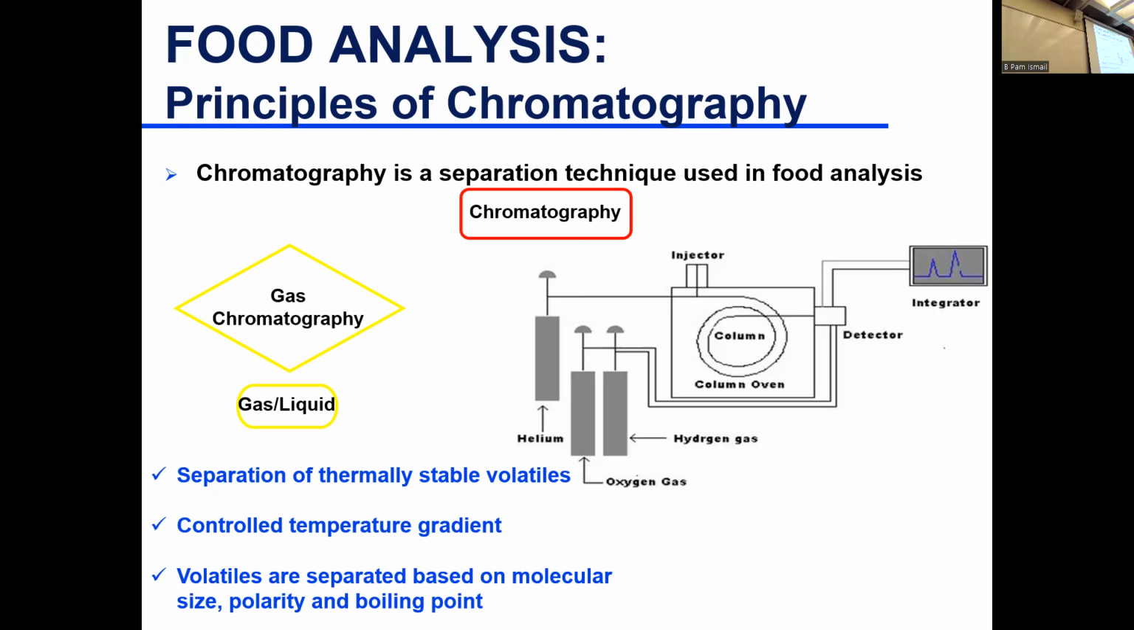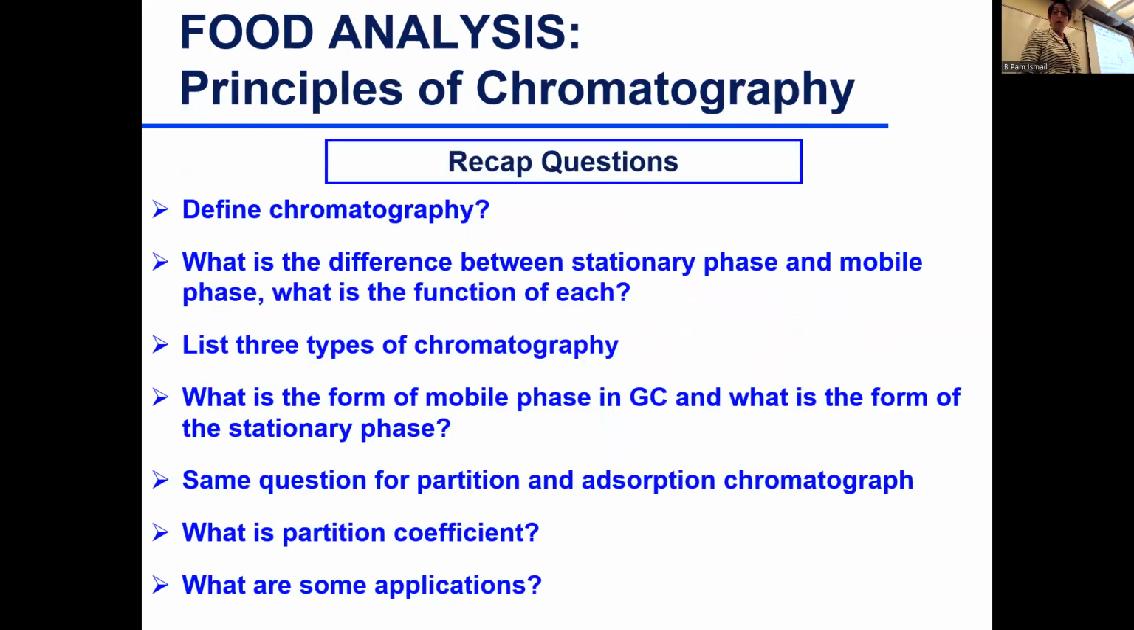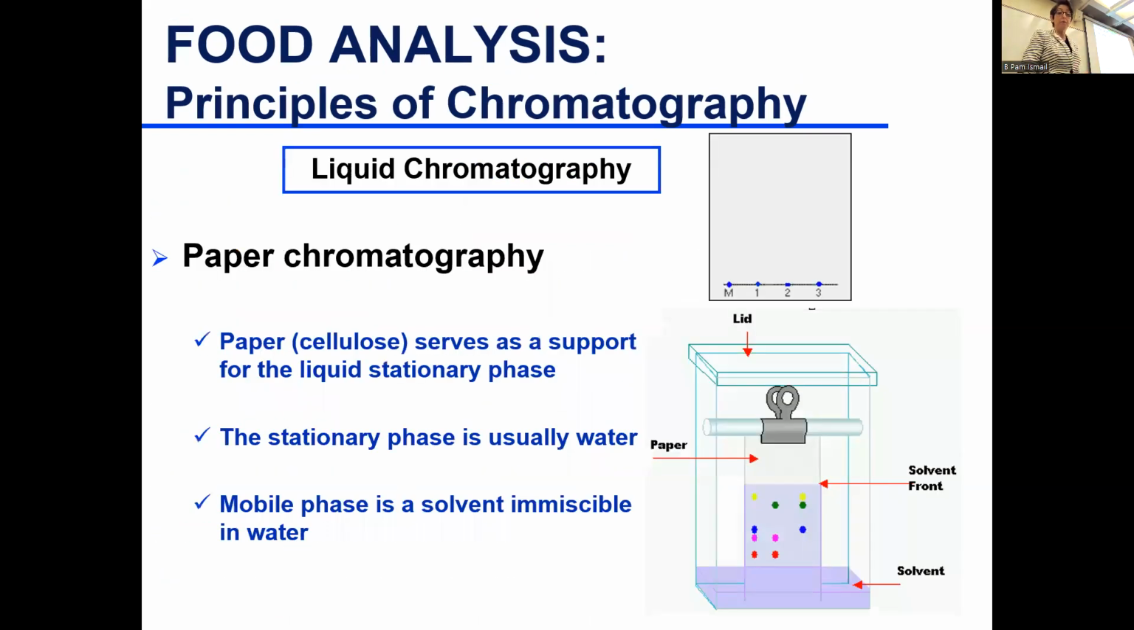Sometimes you don't have to derivatize, so flavor compounds are naturally thermally volatile compounds. That's why in flavor analysis, it's almost always gas chromatography and you don't need to derivatize. So you build a controlled temperature gradient in the oven, so that means the temperature builds up over time. And then your volatiles are separated based on their molecular size and polarity, and molecular size and polarity determine the boiling point, as I said. Okay, we'll keep the recap till next time. I'm going to continue here.